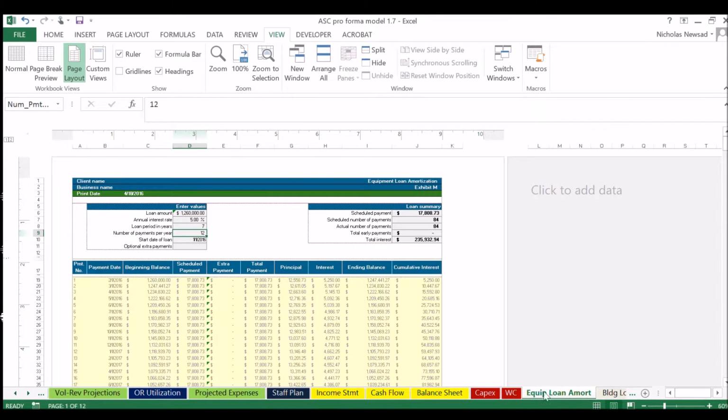And then last but not least, we have 2 loan schedules. If you're going to be taking out debt, you can key in the amount of debt here with your interest rate and loan period terms for both equipment and building loans.